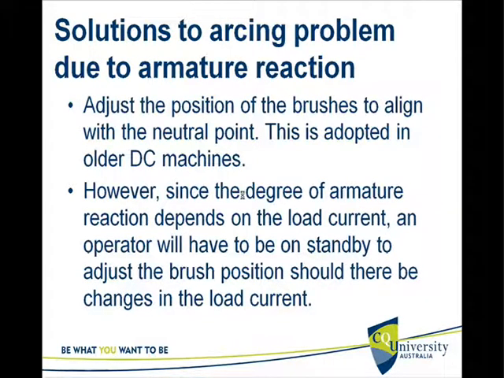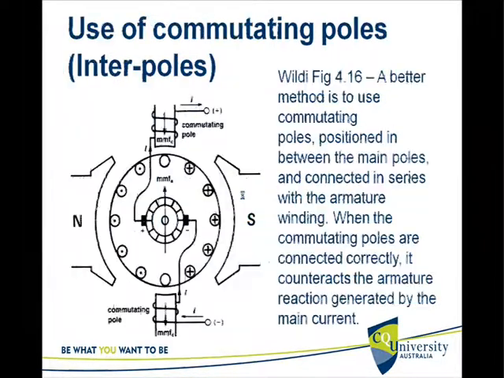Now, this is a big problem because not all DC machines operate at the same load. If the load is constant, fine, but it is not. So if the load current changes, magnetic neutral will change, which means you have to readjust the brush position. So for any motor operating under varying load, changing the brush position is not the best technique, because an operator cannot do it while the machine is working. Because of that, there are some other methods.